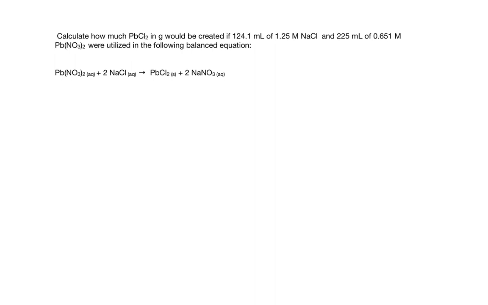In this question, it asks, calculate how much PbCl2, or lead(II) chloride, in grams would be created if 124.1 milliliters of 1.25 molar sodium chloride and 225 milliliters of 0.651 molar lead(II) nitrate were utilized in this balanced equation. So we have a balanced equation, and we have molarity, and it's a limiting reactant problem.